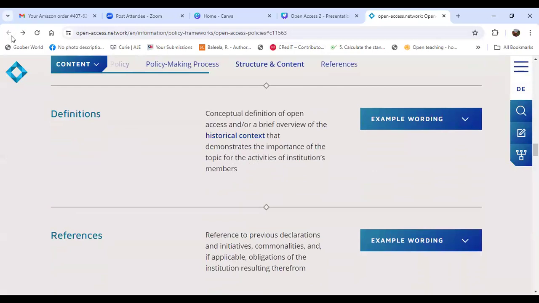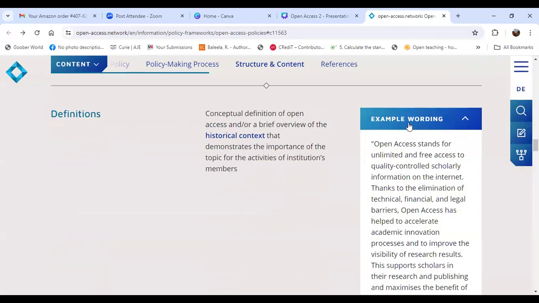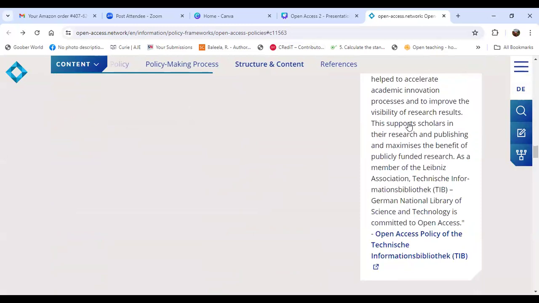And the fourth section contains the definitions. In every single legal document, you will have definitions. These are like brief overviews of the context, like saying open access stands for this and that, this supports scholars in this and that, and things like that.